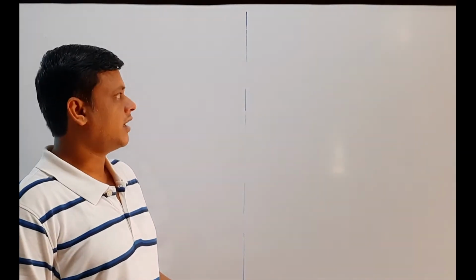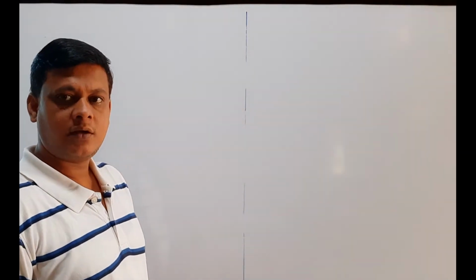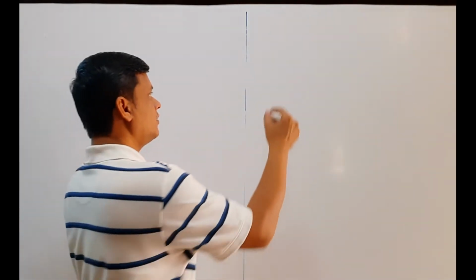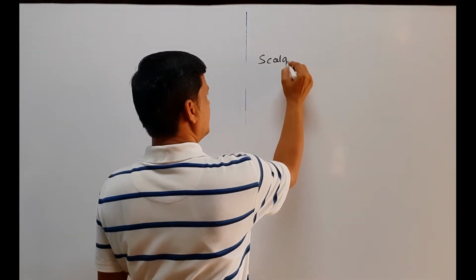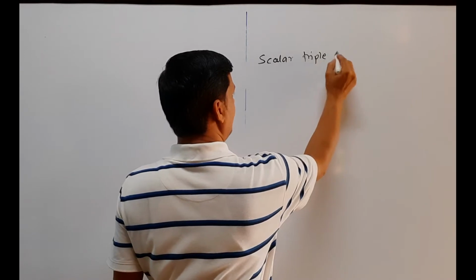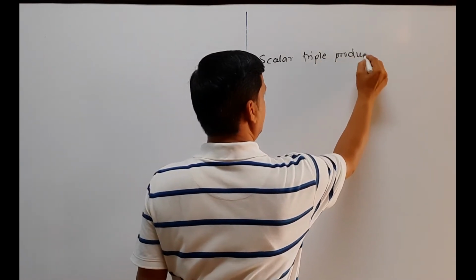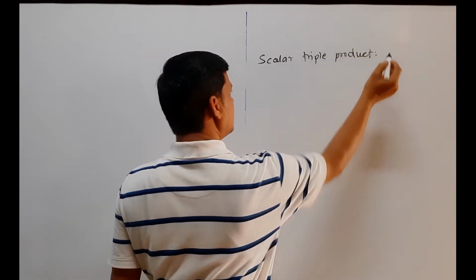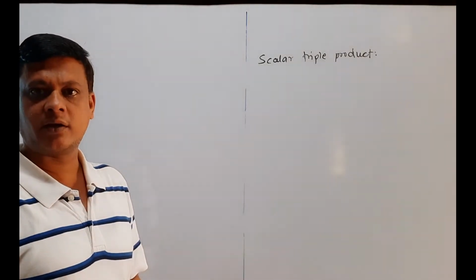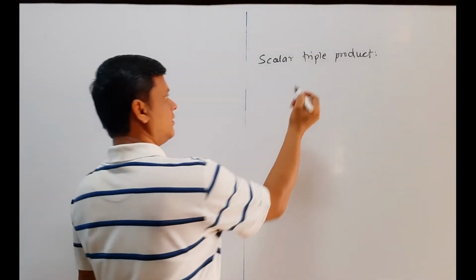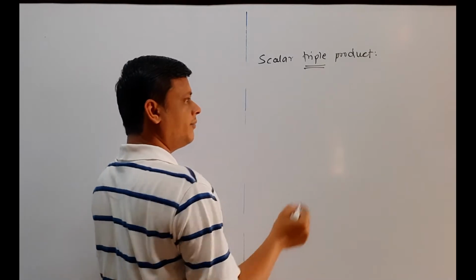So today we start a new topic, scalar triple product. That means product of three vectors. Triple product, that is product of three vectors.